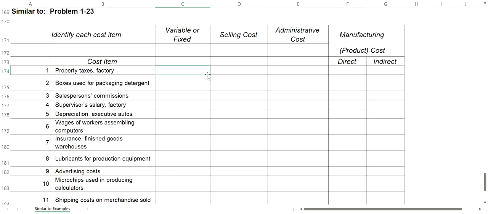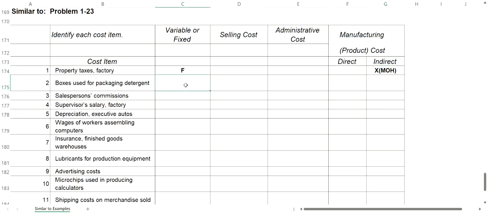Property taxes on the factory are usually a set amount each year, so therefore they would be fixed. It does say it's on the factory, so it would be part of manufacturing overhead, which means it would be a product cost and an indirect product cost.